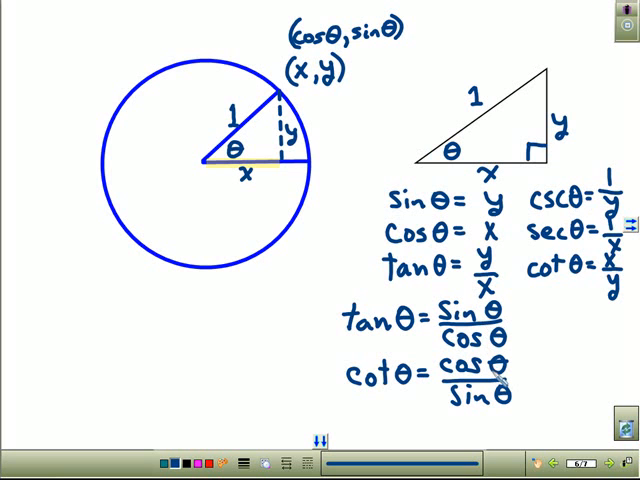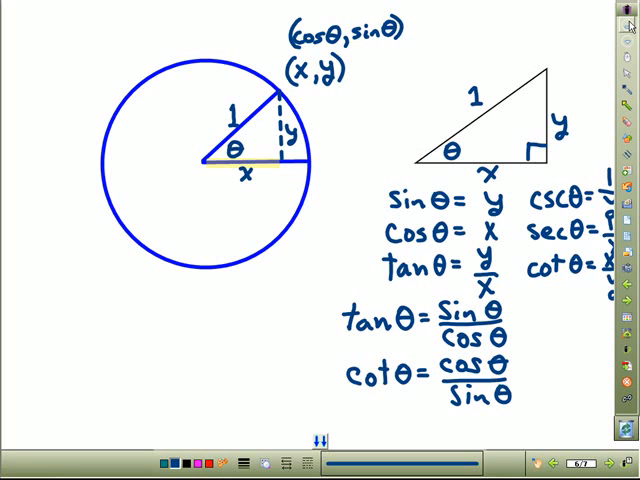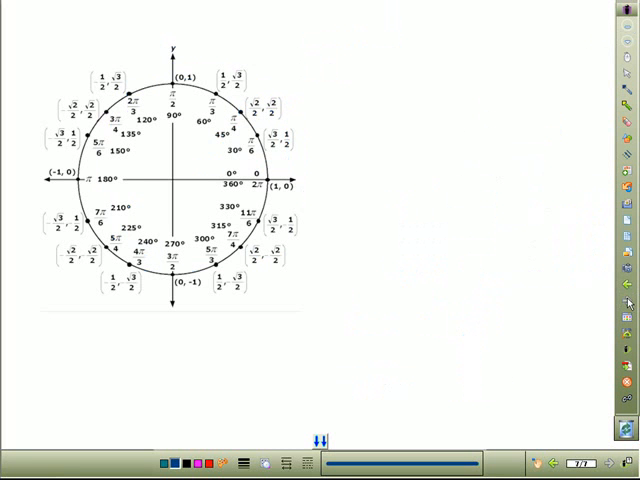So look at the significance here. Now we say this on the unit circle. If we want to know the value of sine, we look at the y-coordinate. If we want to know the value of cosine for a given angle, we look at the x-coordinate. Everybody understand that? And tangent, we look at the y over x. Okay. Now let's get some practice here.